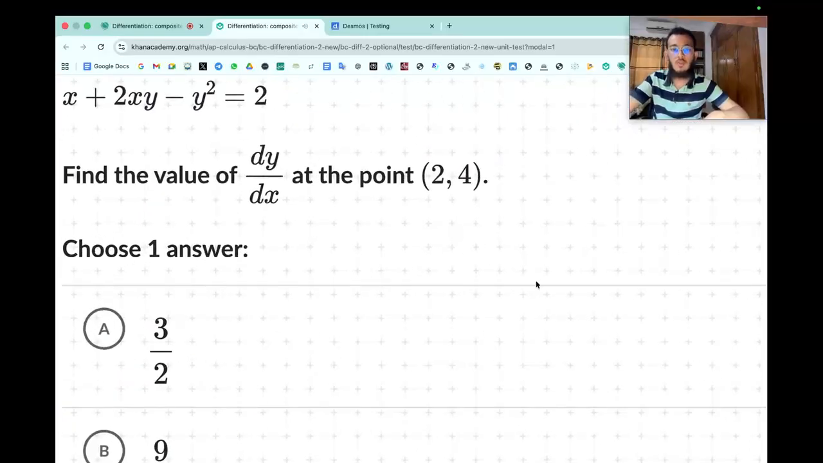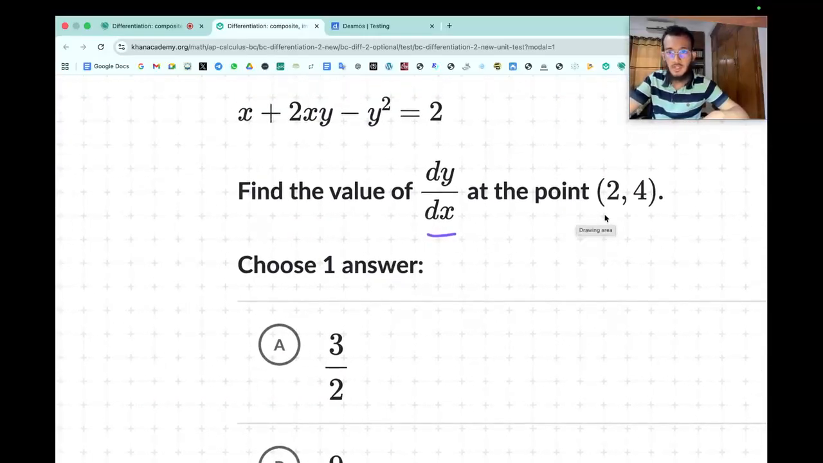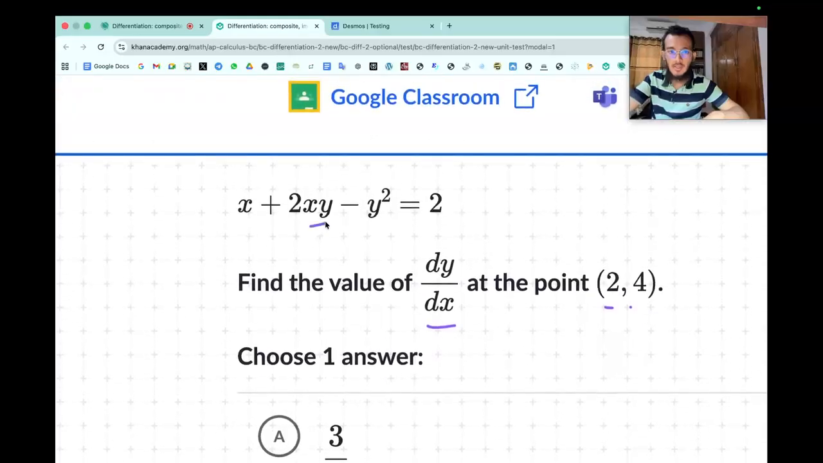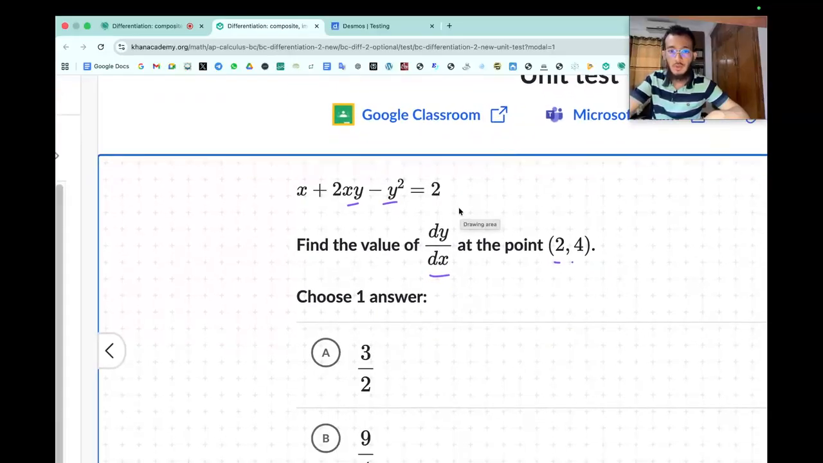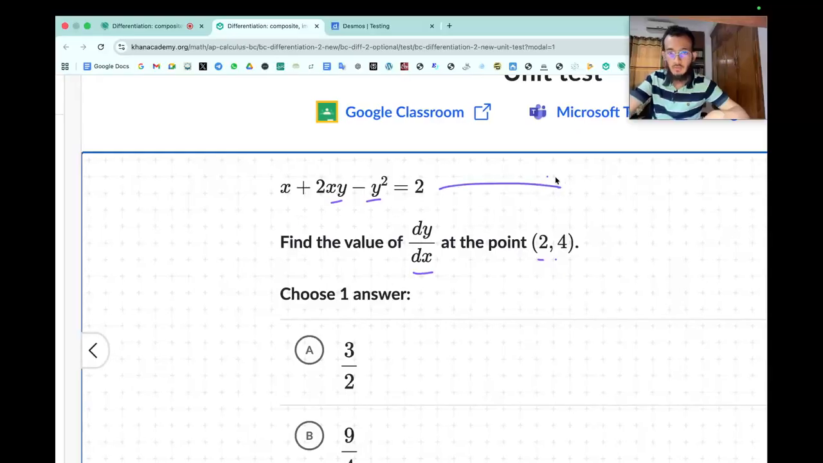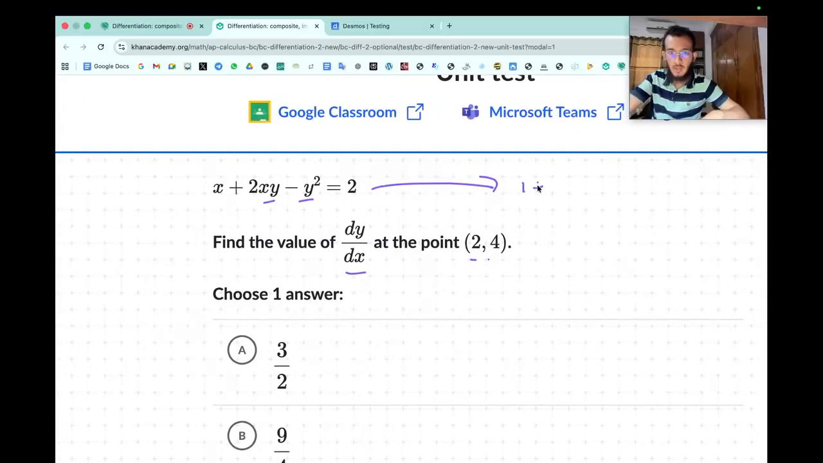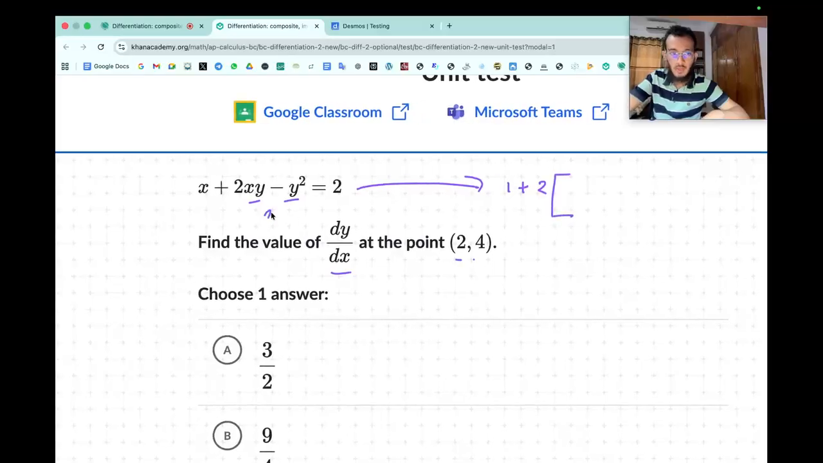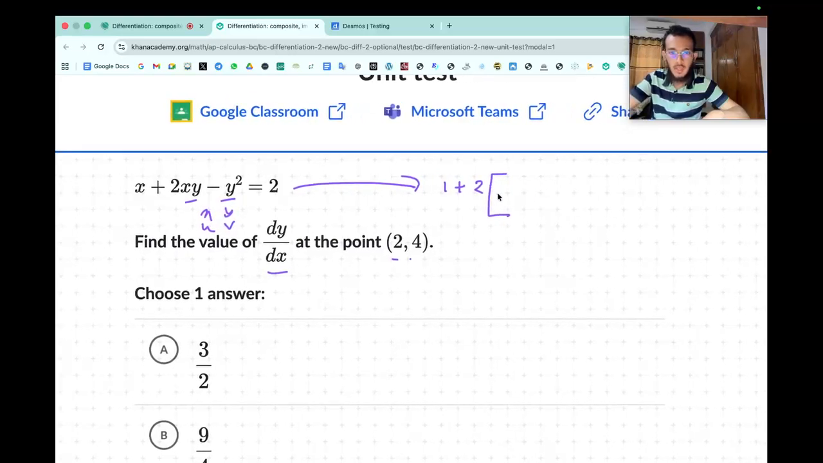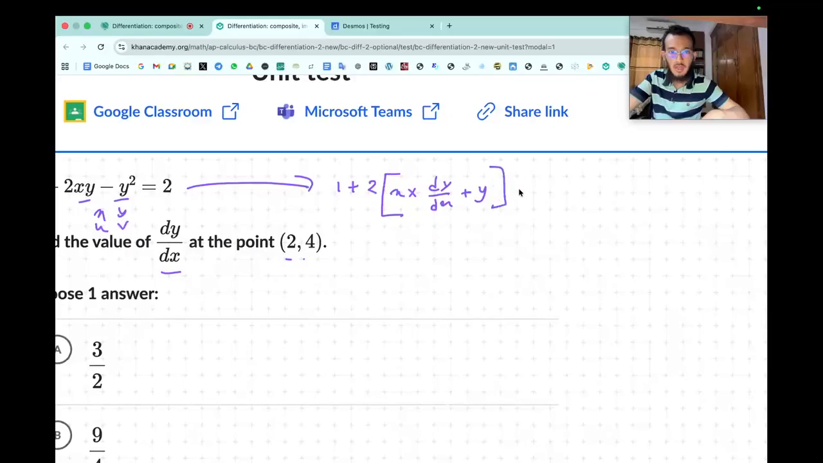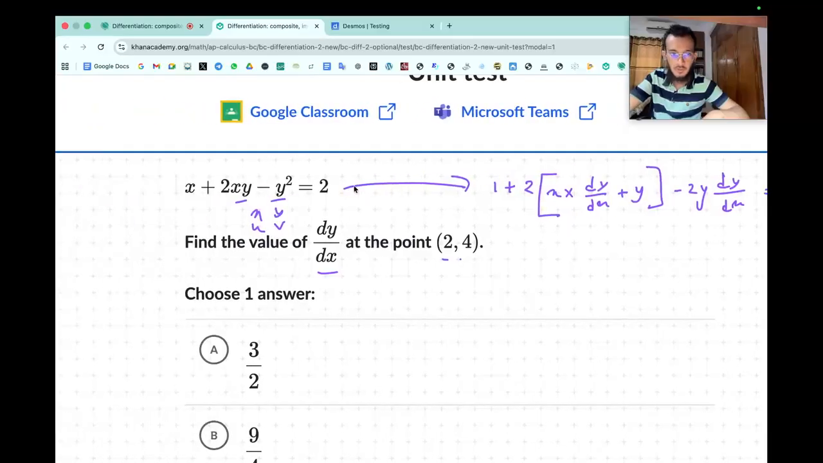Okay, we are told to find the value of dy/dx at the point (2, 4). As you can see, we have x and y both in this equation. As a result of that, we would use implicit differentiation. So differentiation of x is 1, plus, we take 2 factored out, we use uv, let u be x and v be y. So uv means x times differentiation of y, which is dy/dx, plus y times differentiation of x, which is 1, minus 2y, and differentiation of y is dy/dx, equals 0, because differentiation of 2 is 0.